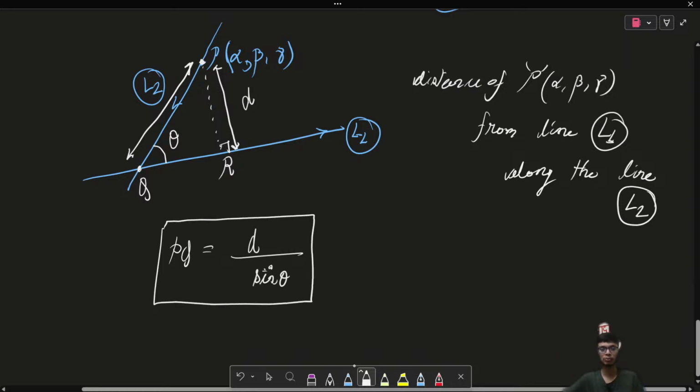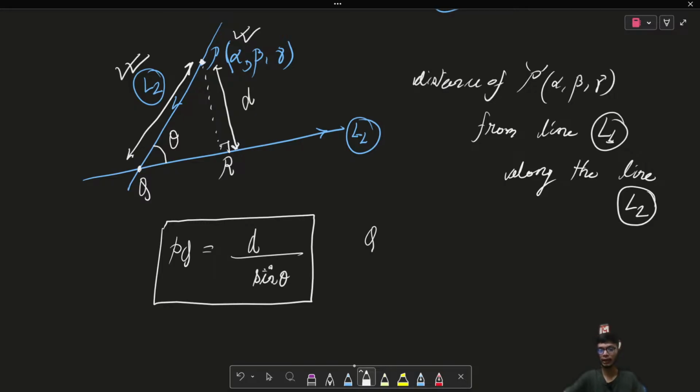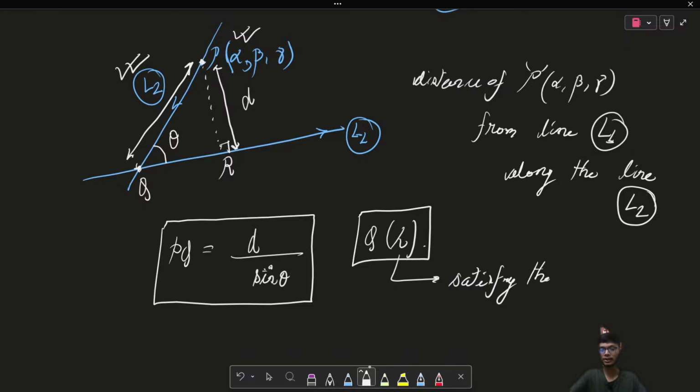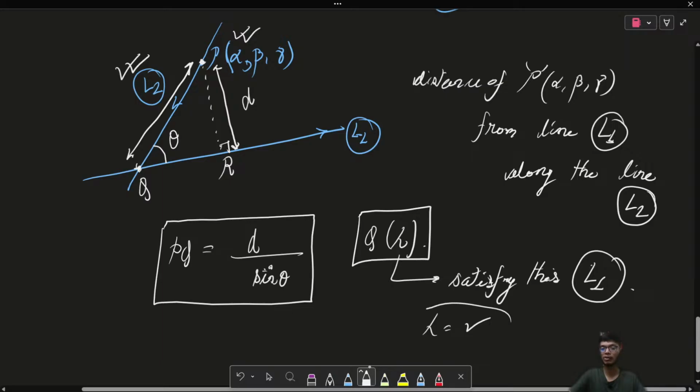Another way to solve this problem is this. I know the equation of the line and I know the point P. So I will first formulate a general point Q in x, y, z in terms of a parameter. Then I will satisfy this point Q in line L1, and I will obtain my parameter.